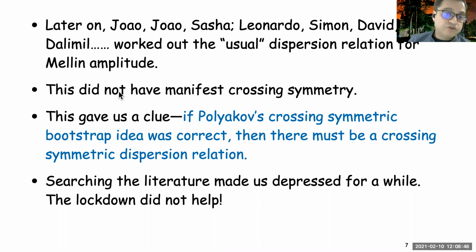As you know, the fixed T dispersion relation does not have manifest crossing symmetry. This gave us a clue, and in hindsight, one should have thought about this earlier: if Polyakov's crossing symmetric bootstrap idea was correct, then there must be a crossing symmetric dispersion relation. We did what everybody would naturally do. You search the literature, and searching the literature made us depressed for quite a while. And of course, this was in the middle of the lockdown, which did not help us.